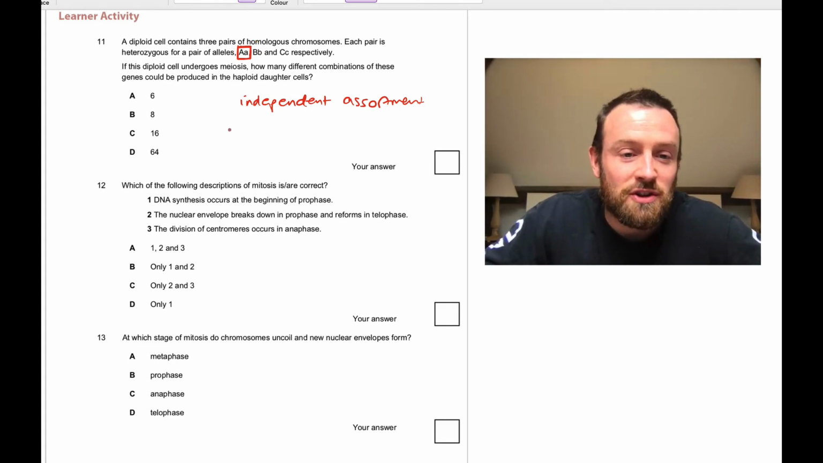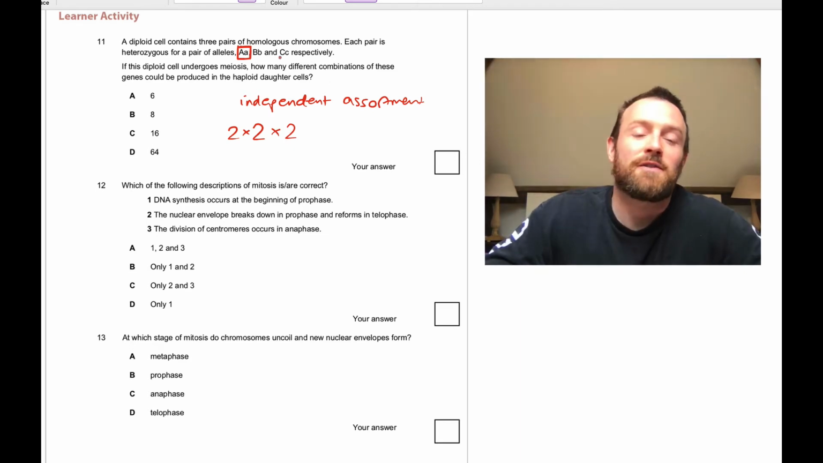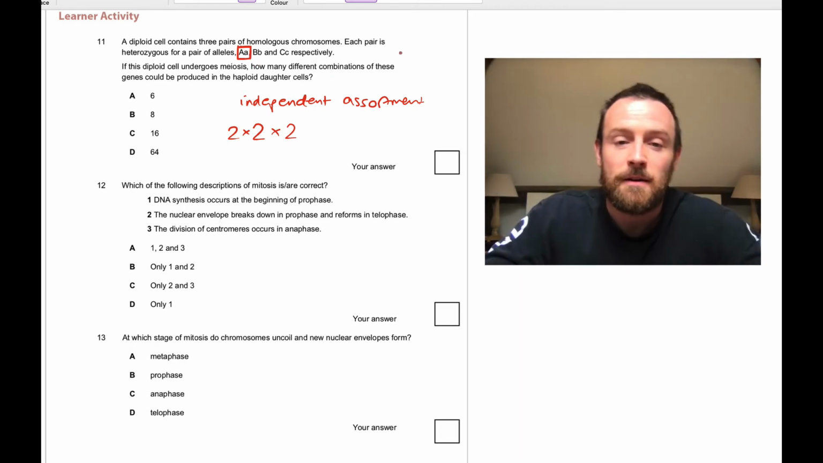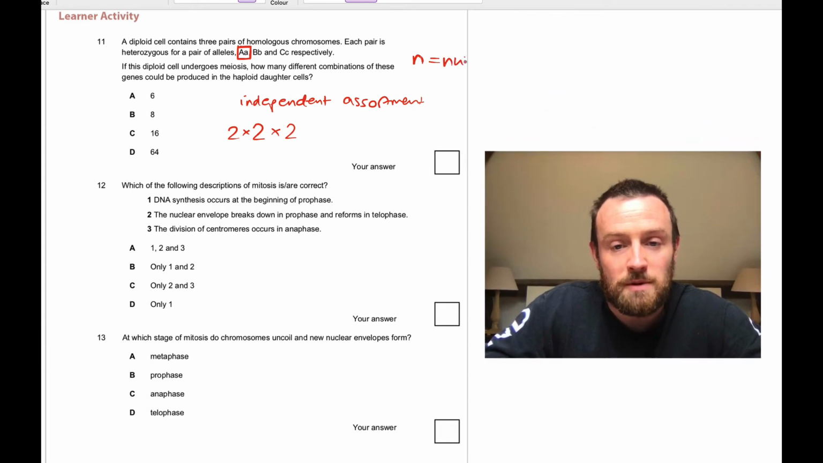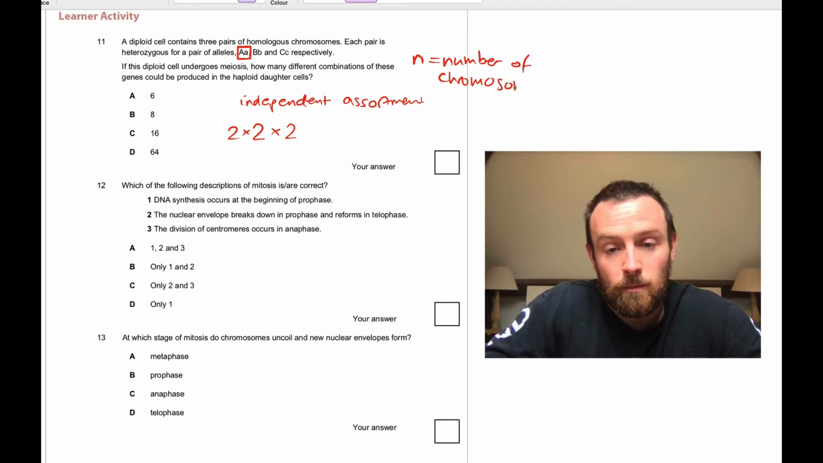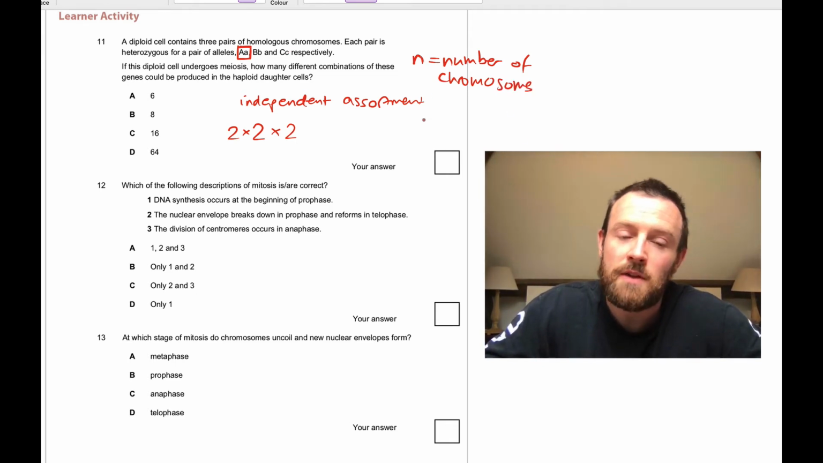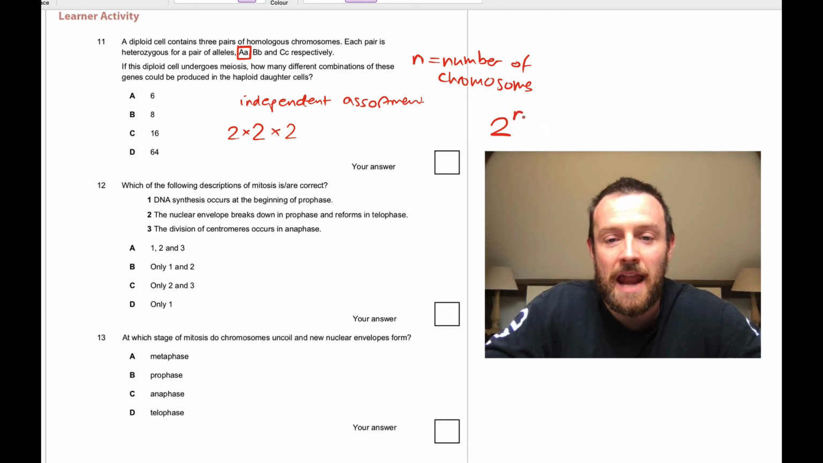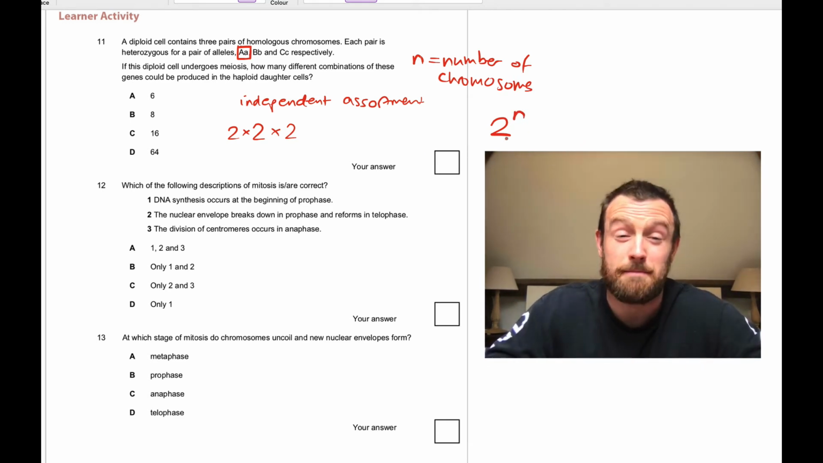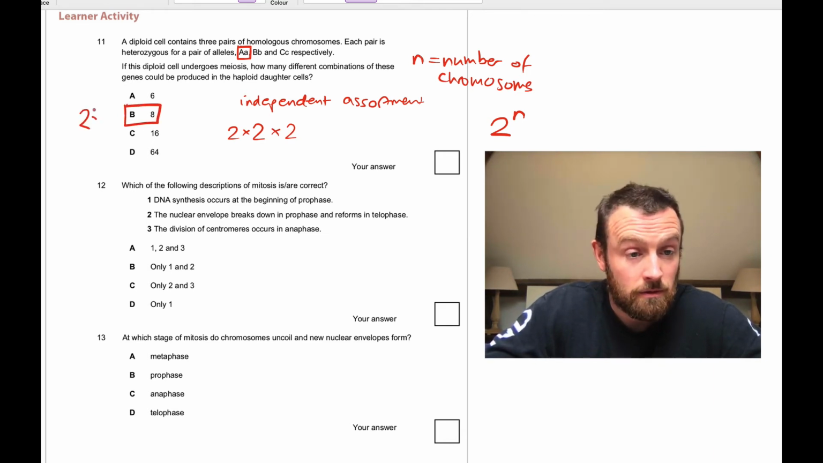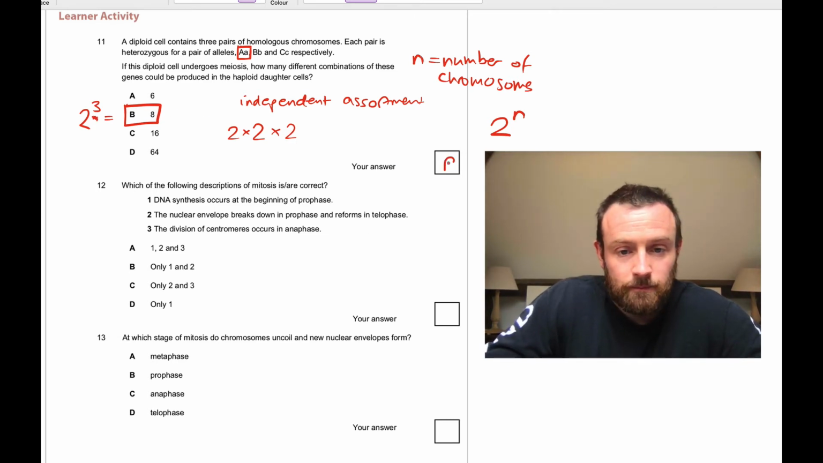So it works like this. With 1 choice, you can do 2. With 2 choices, you can do 2 times 2. And with 3 choices for chromosome, you can do 2 times 2 times 2. Or, if you want to take the maths of this a bit further, where n equals number of chromosomes, so here it's 3, the number of different combinations is 2 to the n. So in human cells, 2 to the 23 is a massive number. In this case, it's 2 to the power 3, which is 8. Okay, B.